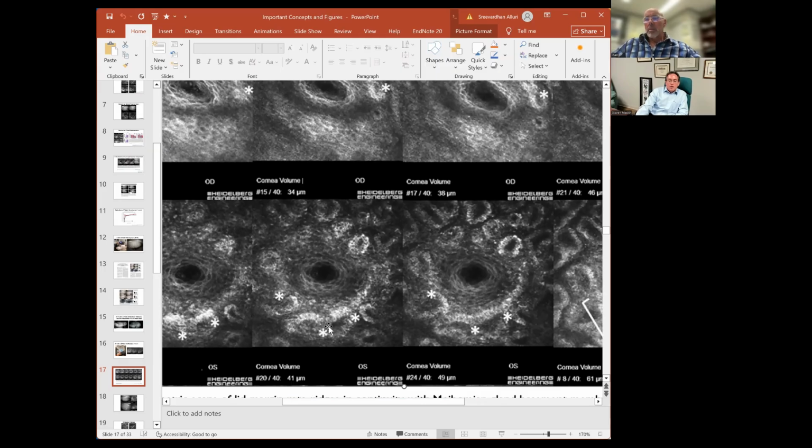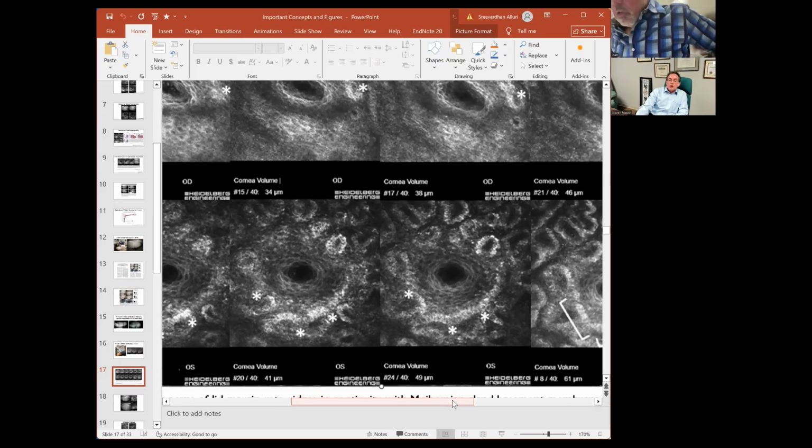And as we go to 49 microns deep, look at what's happening. They merge, they fuse, and they develop the basal epithelium and basement membrane. So important. Those are your basal epithelium and basement membrane. That is the germinative layer. That is the cell layer, the youthful layer.